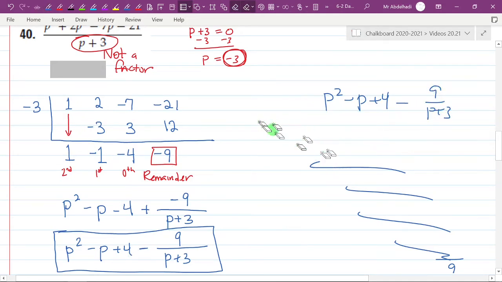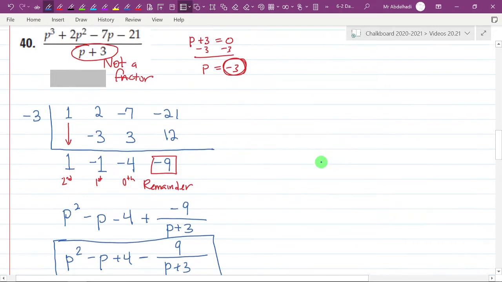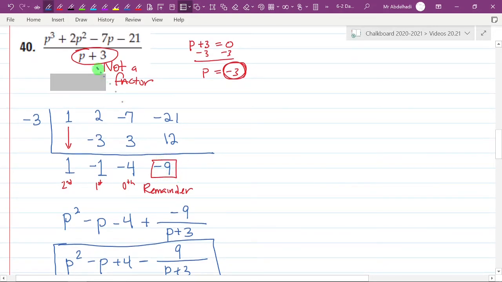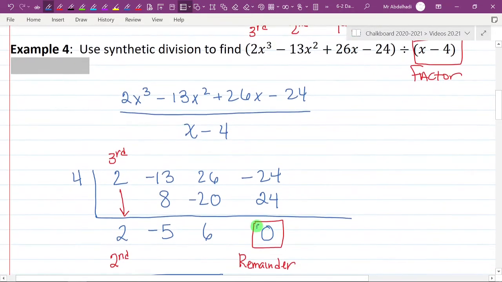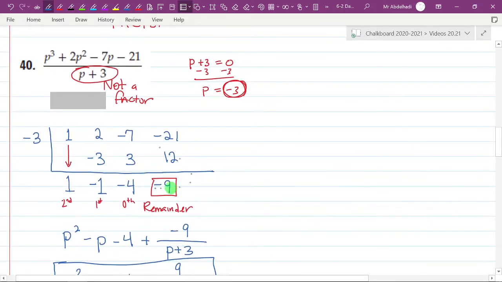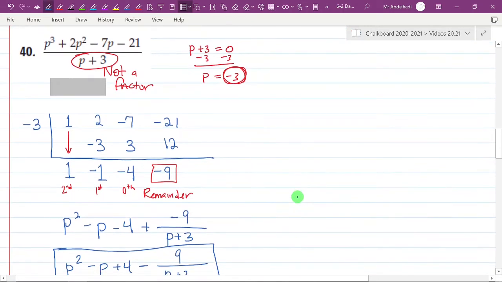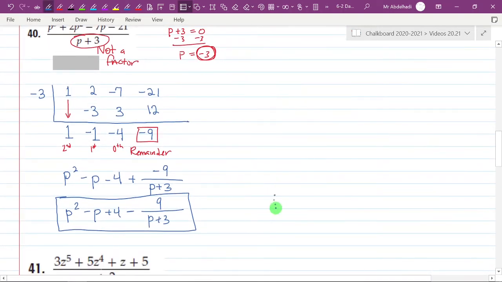And sometimes you just want to know if something goes into something evenly for the sake of factoring, right? So right away, we wouldn't bother trying to factor because we know that this is not a factor. This does not go in evenly. However, here, x minus 4 is a factor because we had a 0 remainder, and that helps us factor. So that's why we have this little shortcut to help us factor. Okay, that's what synthetic division is really good for, speeding up the dividing process so we can know if we have factors. All right, let's go on to this next example here.